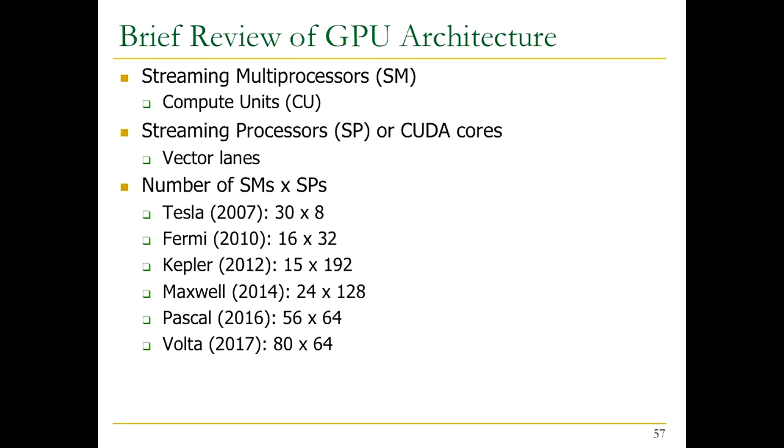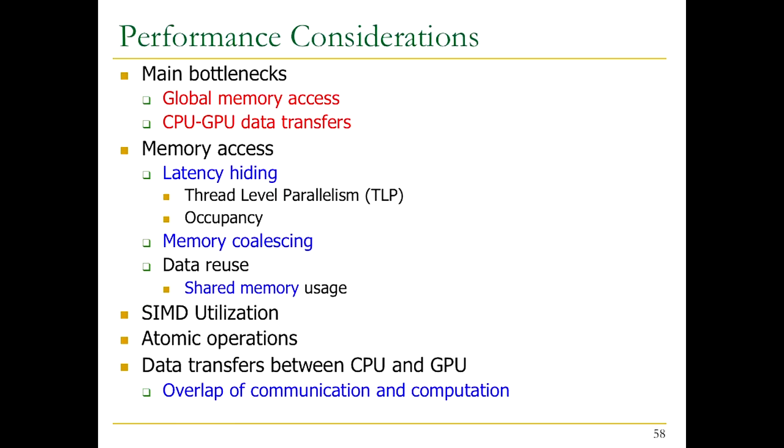Okay, so now let's talk about the performance considerations. As I said in the beginning, there are two main bottlenecks. One of them is the data transfer. This is an inherent bottleneck. We cannot avoid that, at least in discrete GPUs, because we need to move data from the CPU memory to the GPU memory, and move the results from the GPU memory to the CPU memory. The other is the global memory access.